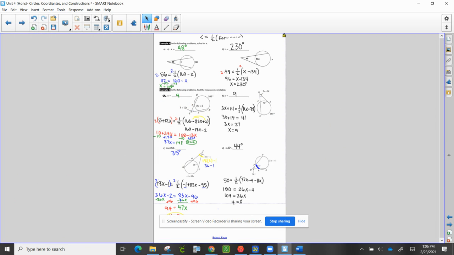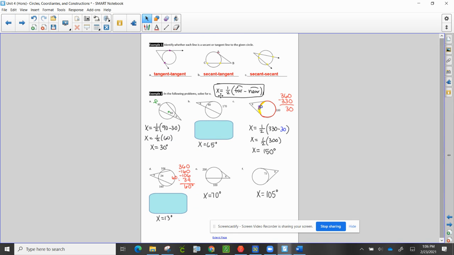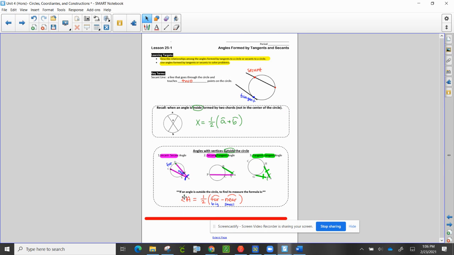Okay, so we went through a bunch of different types of problems for these, but just remember it all comes from that same formula that was on the front side here, or on this first page. Your measure of your outer angle is 1/2 the far arc minus the near arc.